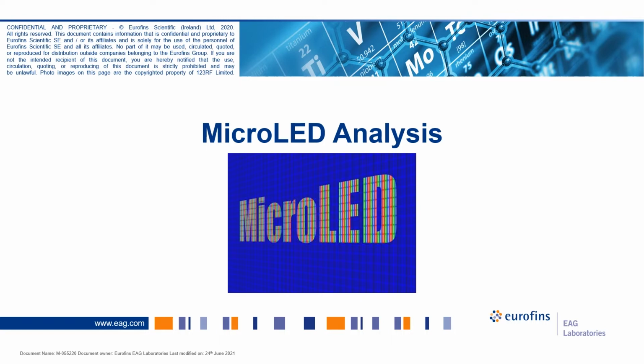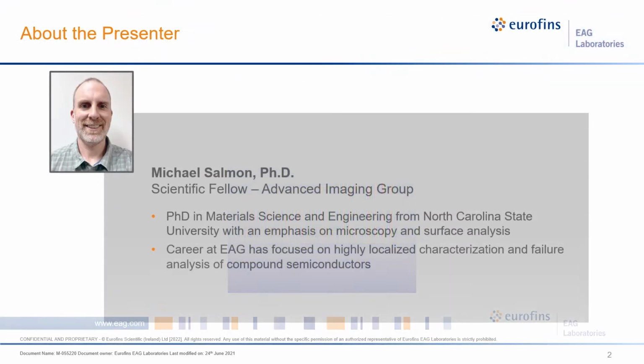Once again, my name is Mike Salmon. I'm the Scientific Fellow for the Advanced Imaging Group here at EAG. I currently work in Raleigh, North Carolina, and I received my PhD in Material Science and Engineering from North Carolina State University with an emphasis in microscopy and surface analysis in 2006. I've been at EAG since 2007, so almost 14 years. My career here is focused primarily on highly localized characterization and failure analysis of compound semiconductors.